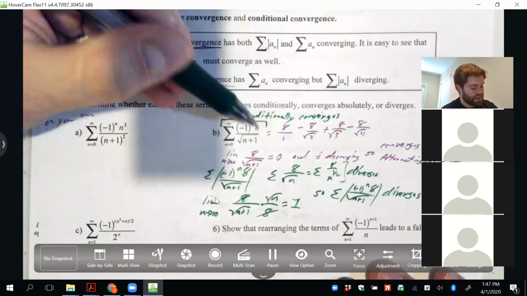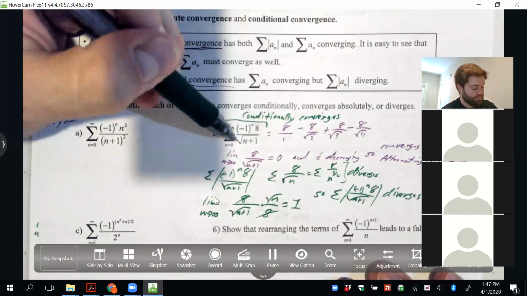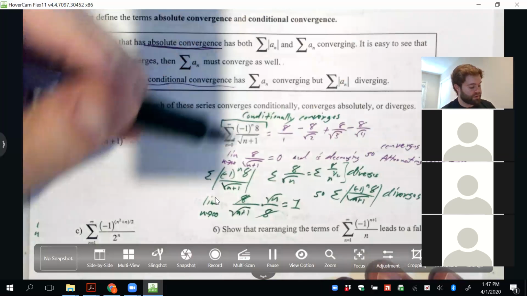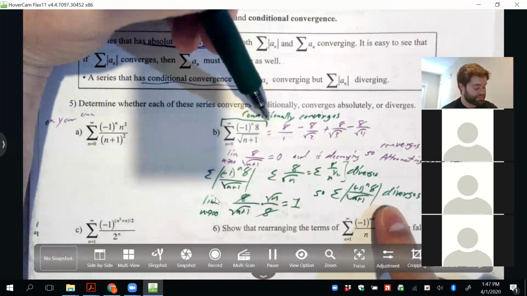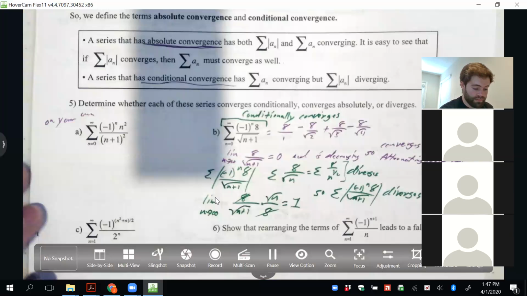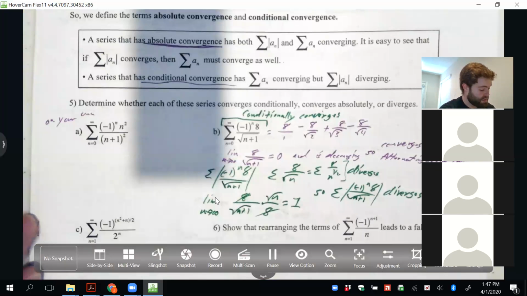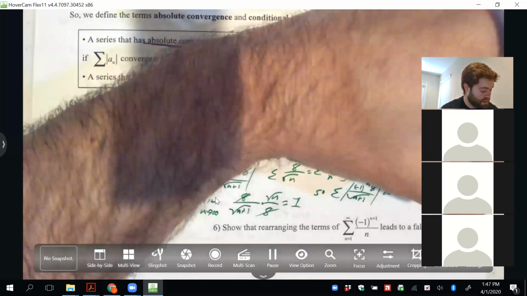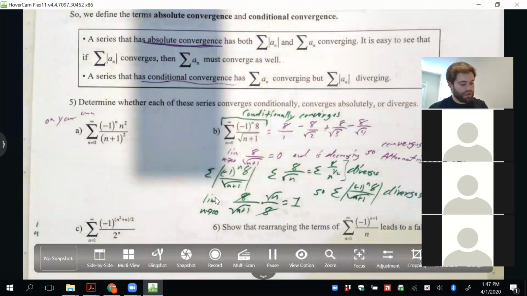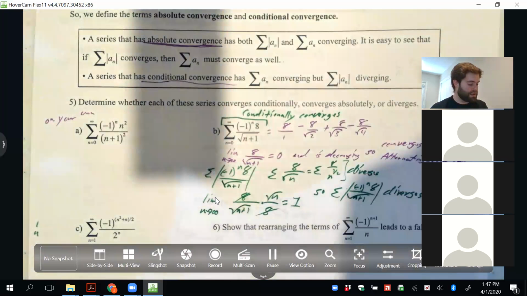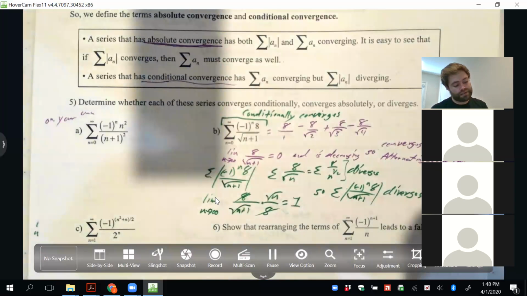So if it converges by the alternating series test, but with the absolute value sign diverges, then it's only conditionally convergent. Should the limit comparison test be our go-to for finding out if it's conditional or not? That just depends on the form that it's in. Limit comparison test is by far easier than the direct comparison test.